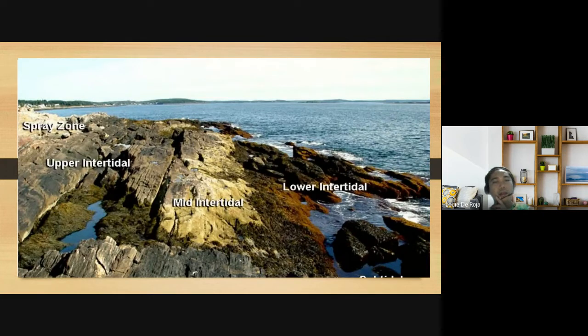Katulad ng mga barnacles, yan. Nakadikit sila dyan, nabubuhay sila dyan. Mga crabs sa middle intertidal. So medyo natutuyo din to kapag low tide. At high tide naman, nababalutan siya or nakakover siya ng tubig kapag high tide.